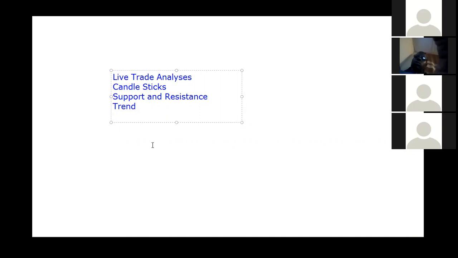Then see how we can practically enter trade with risk and position management consideration. So those are the few things we need to do.